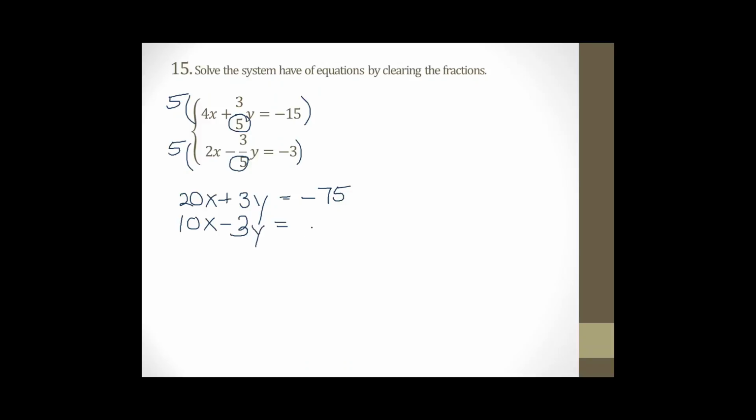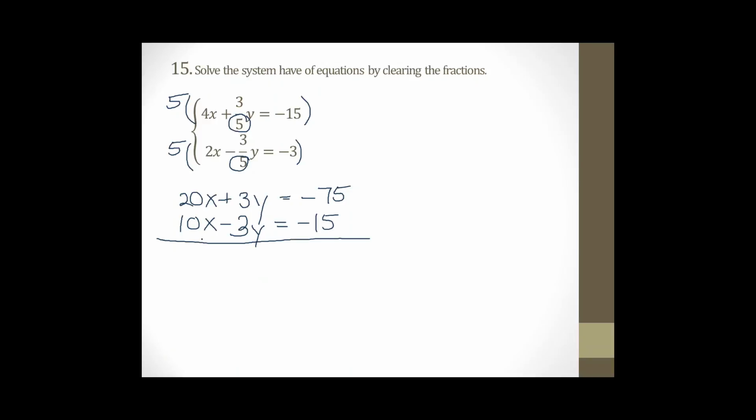And then 5 times -3, which is -15. So I cleared the fractions. Now I can choose either one of the methods to solve a system of linear equations. And in this case, because they are nicely lined up, and especially I got a +3y and a -3y, I'm going to choose elimination. And I'm just adding down.